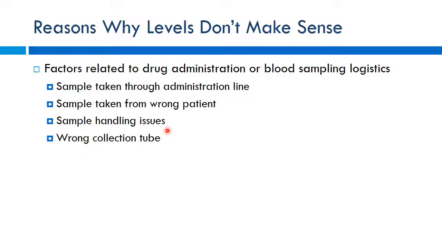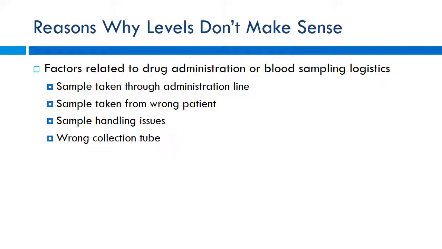But if you have issues where the sample is drawn from the administration line, that can lead to high levels. Samples can also be taken from the wrong patient. It's not uncommon, especially in the NICU, where you'd have baby A and baby B right in the same room. One of them's on gentamicin, and we're trying to check levels, but you accidentally draw it from the wrong one. That can lead to problems, right? This is where patient barcoding can be really important. They all have bracelets on that will have a unique barcode associated with them. So that can be very useful in helping to prevent errors like that.